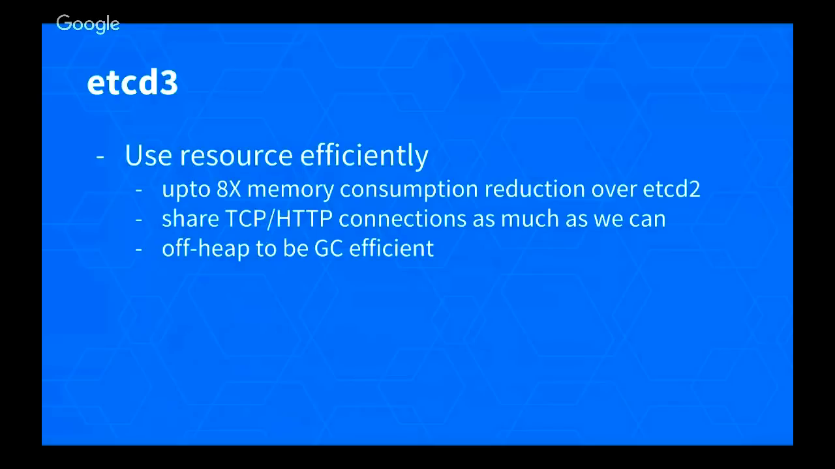Every connection uses gRPC. Yes, we are using gRPC to do that because HTTP/2 supports multiple streams on one connection. We also moved the in-memory storage off heap because we don't want to pay a lot of cost to the GC. That helps GC a lot when you have a really large in-memory state.